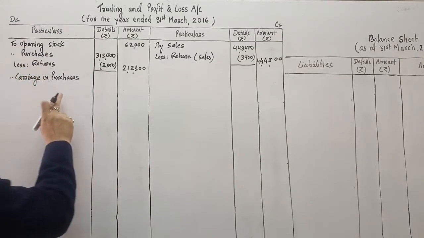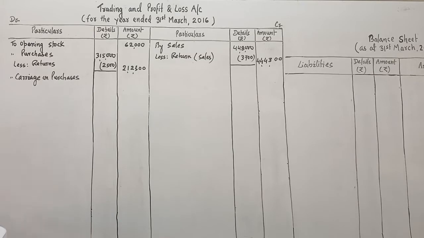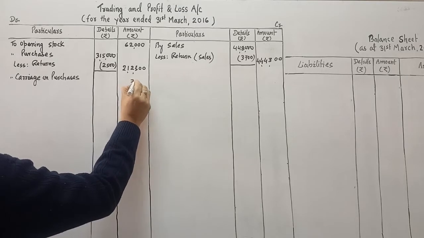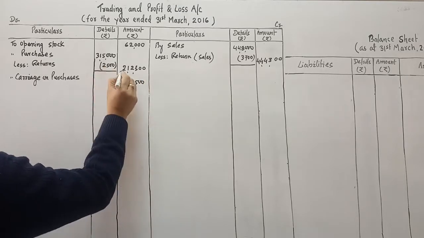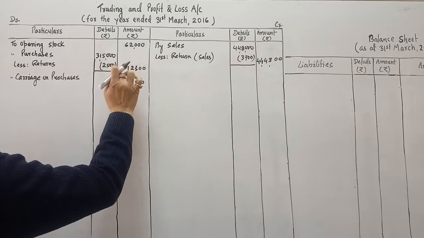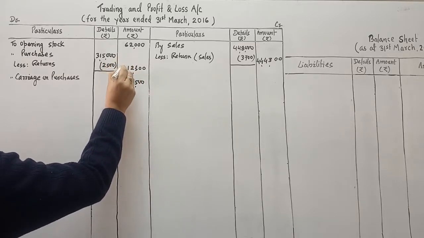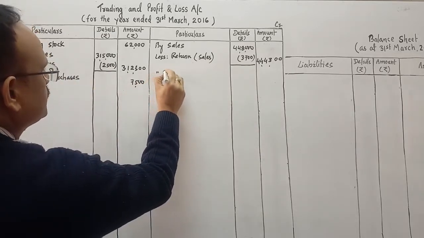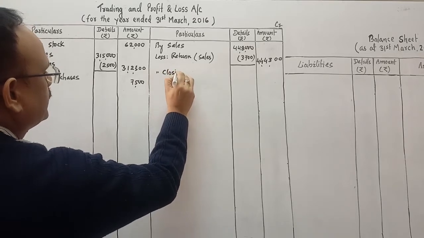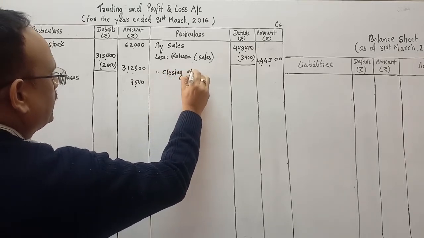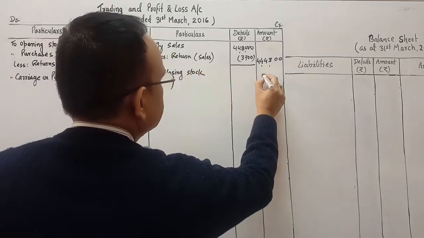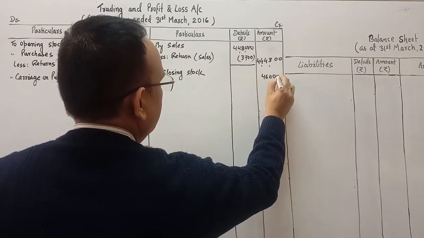So carriage on purchase is 7,500. This is 3,12,500. 7,500 is carriage on purchase. Closing stock is given in the adjustment. So you will write the closing stock over here. Closing stock given in the adjustment is 46,000.